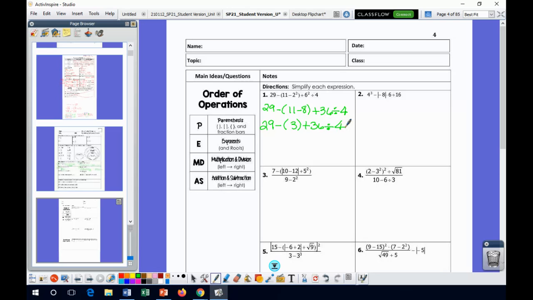So I would handle multiplication and division. Parentheses, exponents are done, now we have multiplication and division. What are we going to multiply or divide? 36 divided by 4. Yes. So 29 minus 3 plus 9.